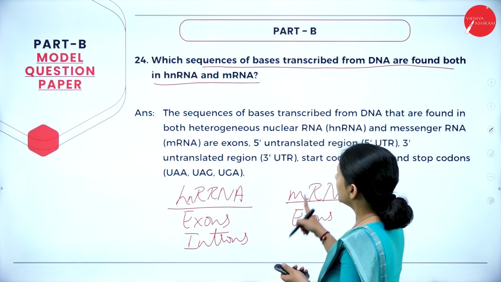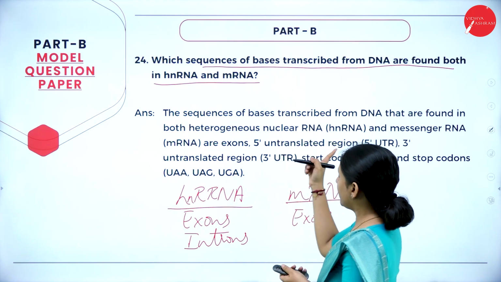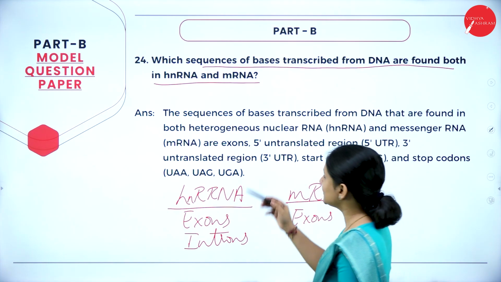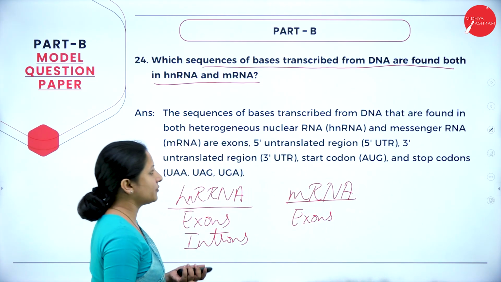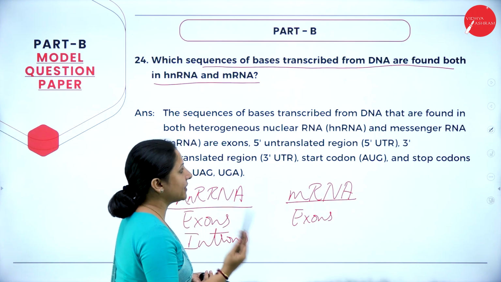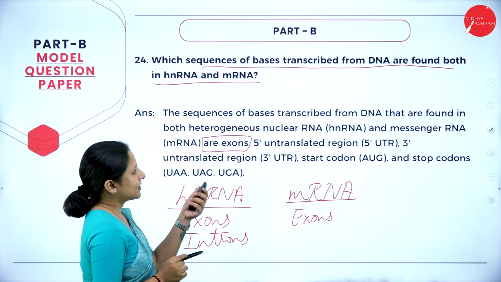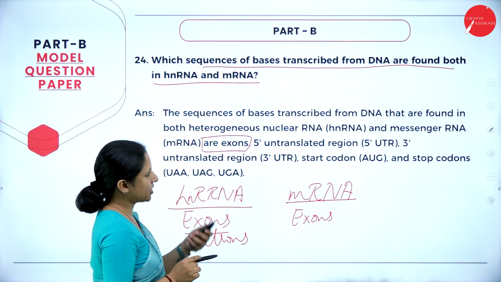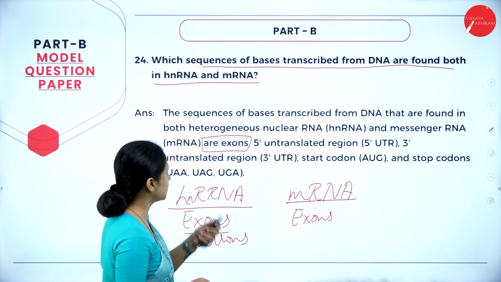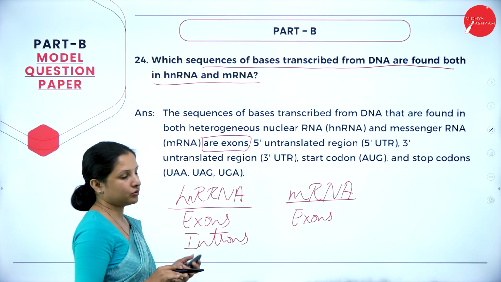So therefore, here, which sequence of bases transcribed from DNA are found both in hnRNA and mRNA? Exons are found, right? So the answer that you need to write is the sequence of bases transcribed from DNA that are found in both heterogeneous RNA, that is hnRNA, and messenger RNA are exons. That is the 5' untranslated region, 3' untranslated region, start codon, stop codons. All these are the exons itself. So this is the answer that you need to write.